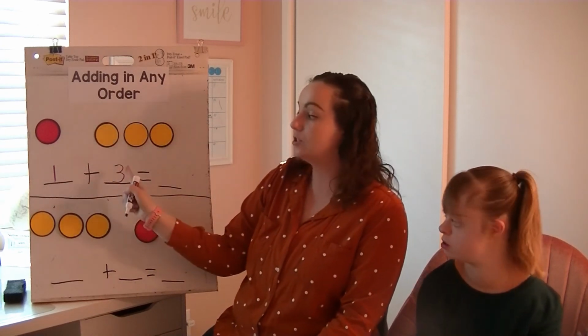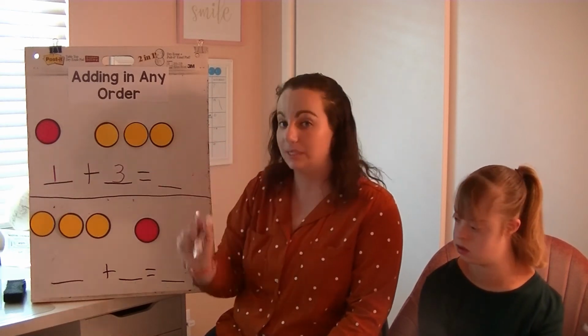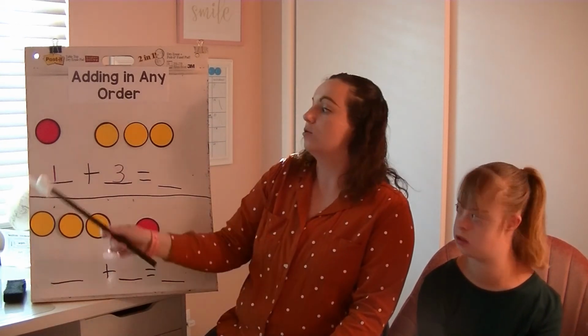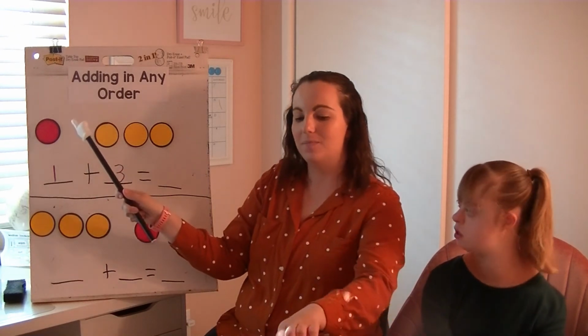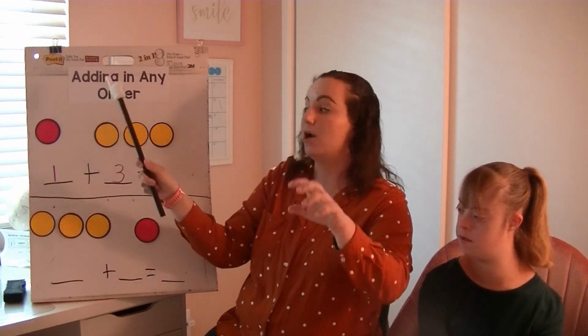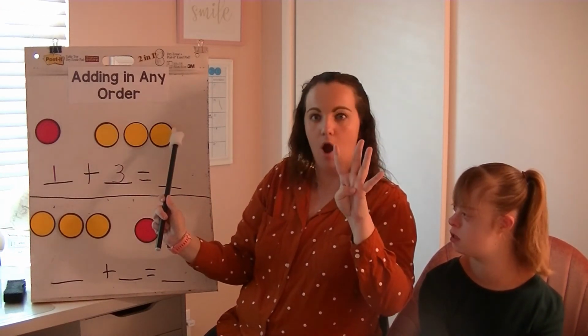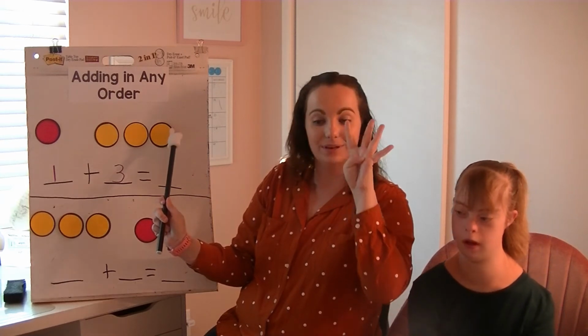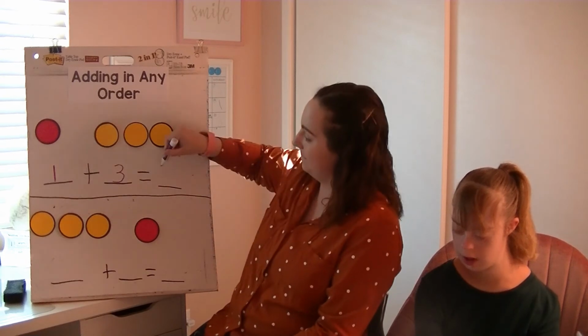Now I have 1 plus 3 equals, let's add them or join them together. Now, I already have 1. Let's keep counting or adding on. What number comes after 1? Keep counting. 2, 3, 4. So 1 plus 3 equals 4. 4. Awesome job.